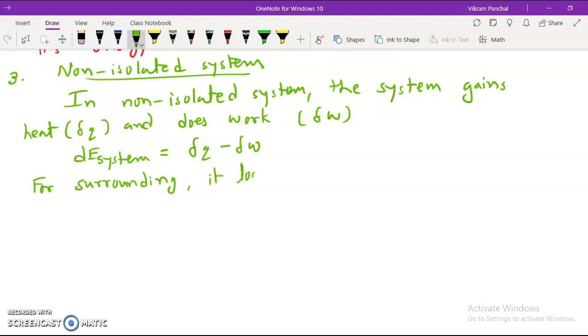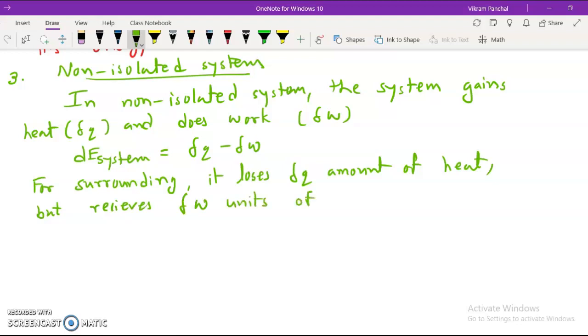it loses delta Q amount of heat but receives delta W units of work. So dE surroundings equals delta W minus delta Q.